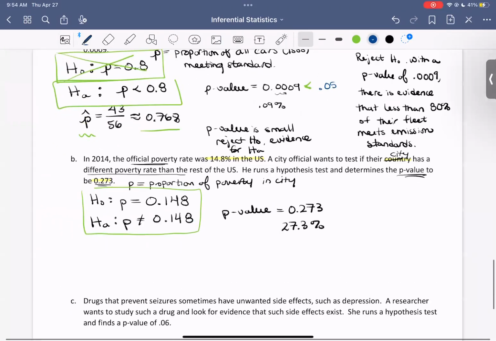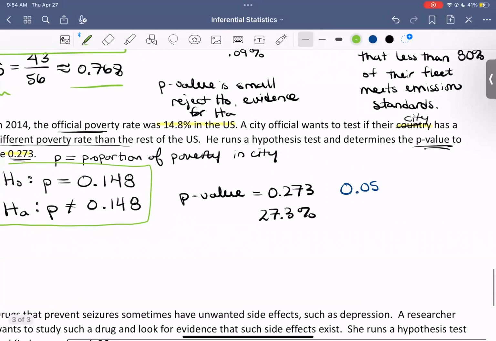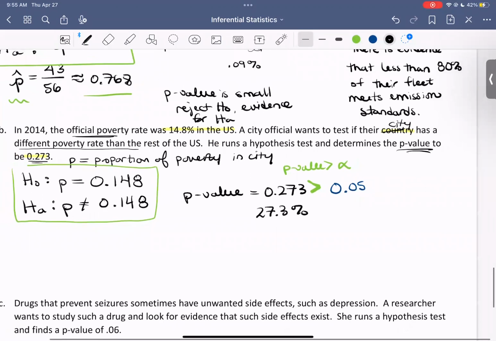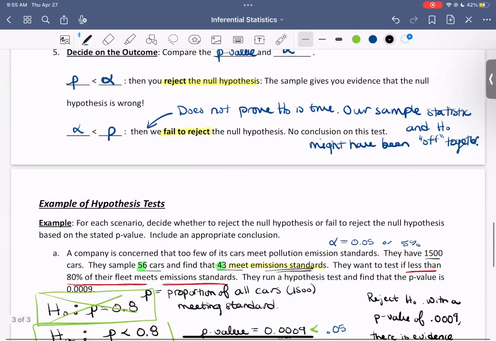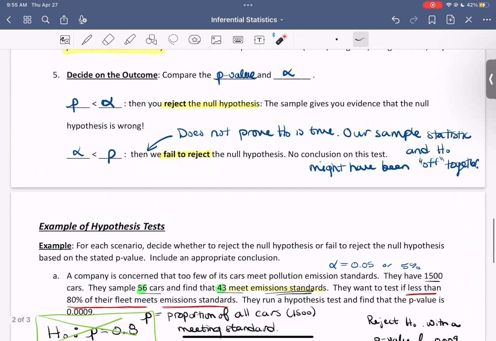So now, how does this compare to that significance level of 0.05? Well, we see that this p-value is larger than that significance level. So the p-value is not very small. It's pretty likely that we're going to get the sample statistics that we got in this situation. So what that means is we fail to reject H0. So just going back, we're in this second situation here. The p-value is larger than alpha, so we fail to reject the null hypothesis.